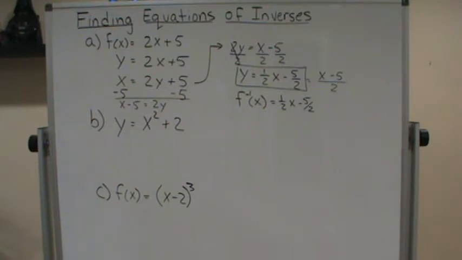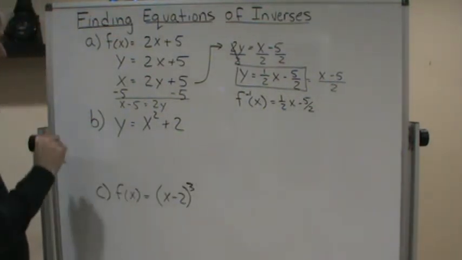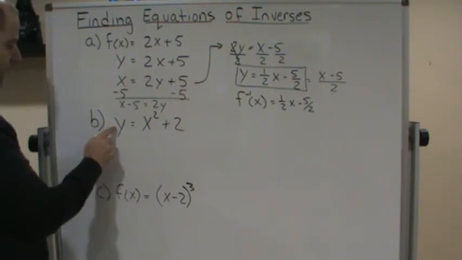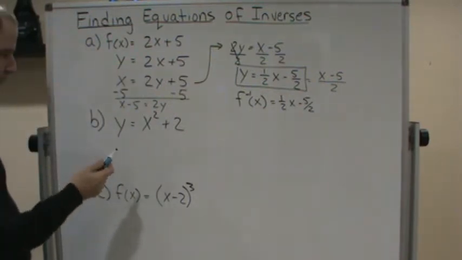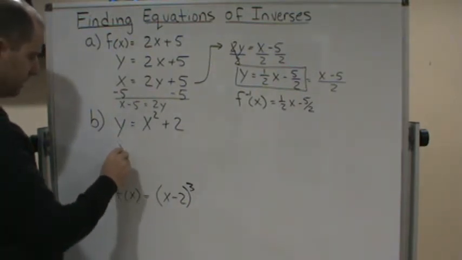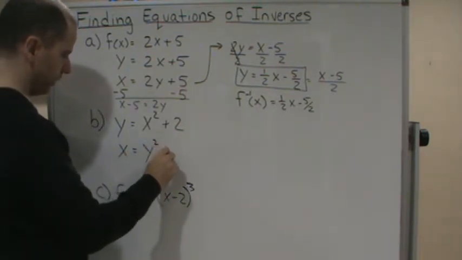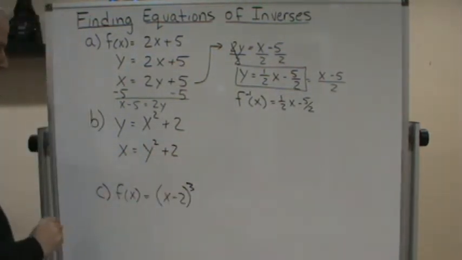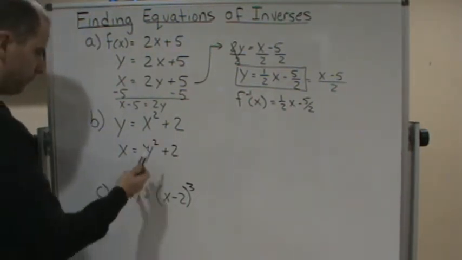Now, what about part B? Part B has this. Okay, so let's do the same thing. Now, in this case, it already has y, so we don't have to worry about replacing f of x with y, so we don't have to do the first step. But let's exchange the two. Let's make this x equals y squared plus 2. And now let's solve this for y.